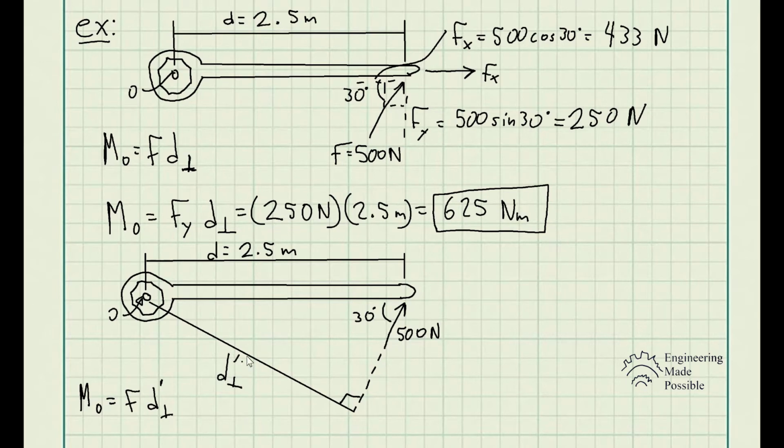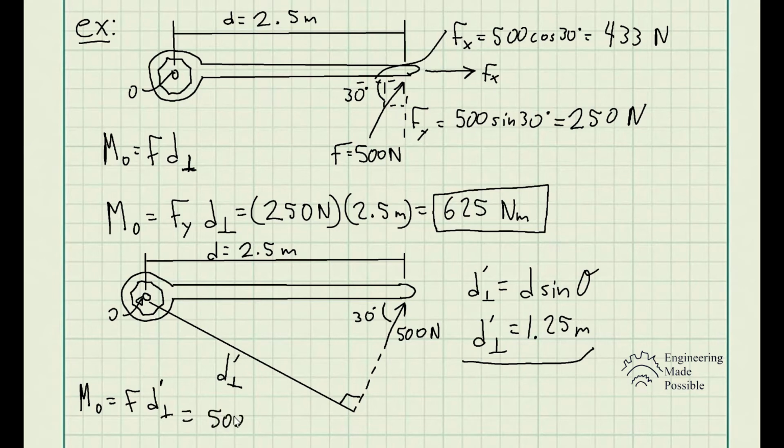So your d prime is equal to d times sine theta. This is nothing more than trig. So we have theta in this case 30 degrees. Now let's go ahead and solve for this. What's the length here? We get 1.25 meters, and this is what we're going to be using for our distance. So it's 500 newtons times 1.25 meters is equal to 625 newton meters. So you see how we end up getting the same result as the first method.